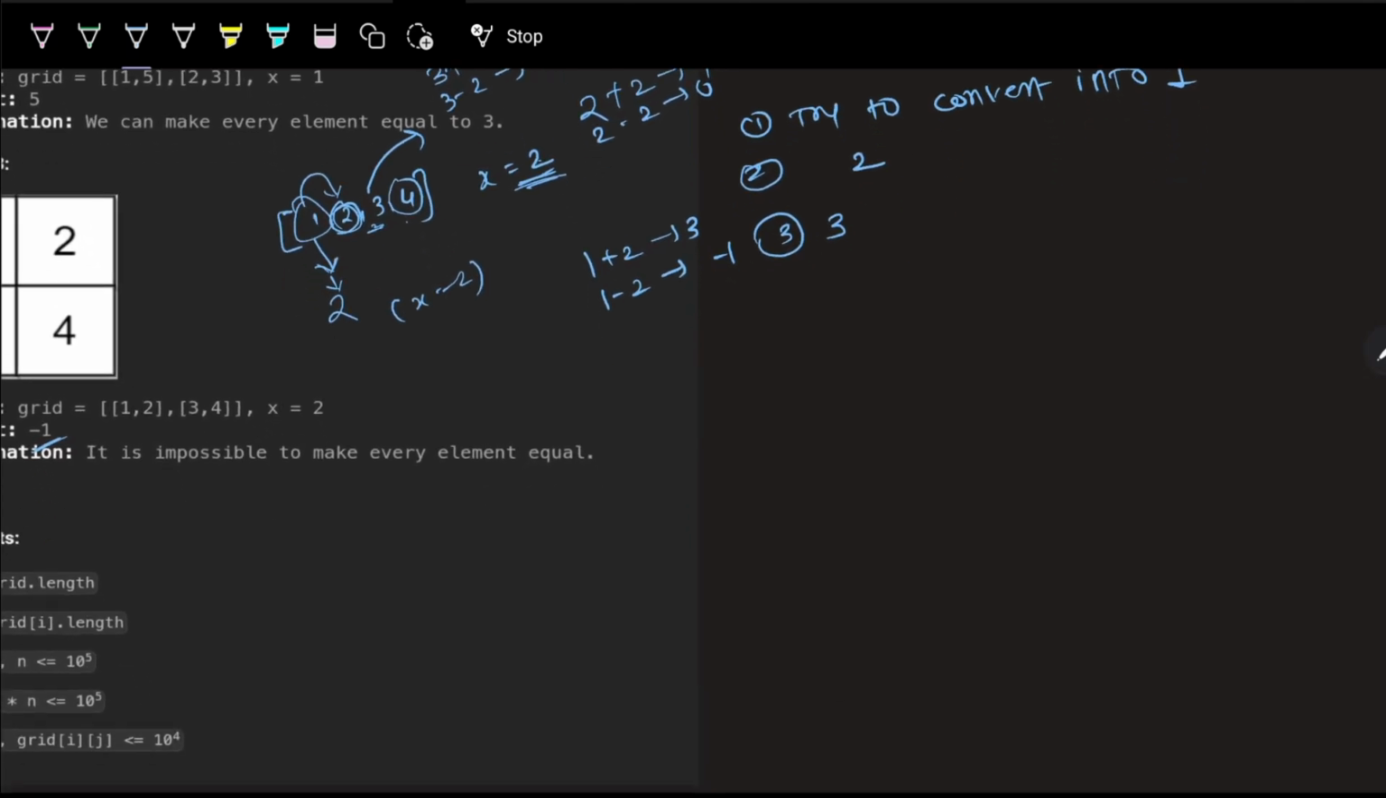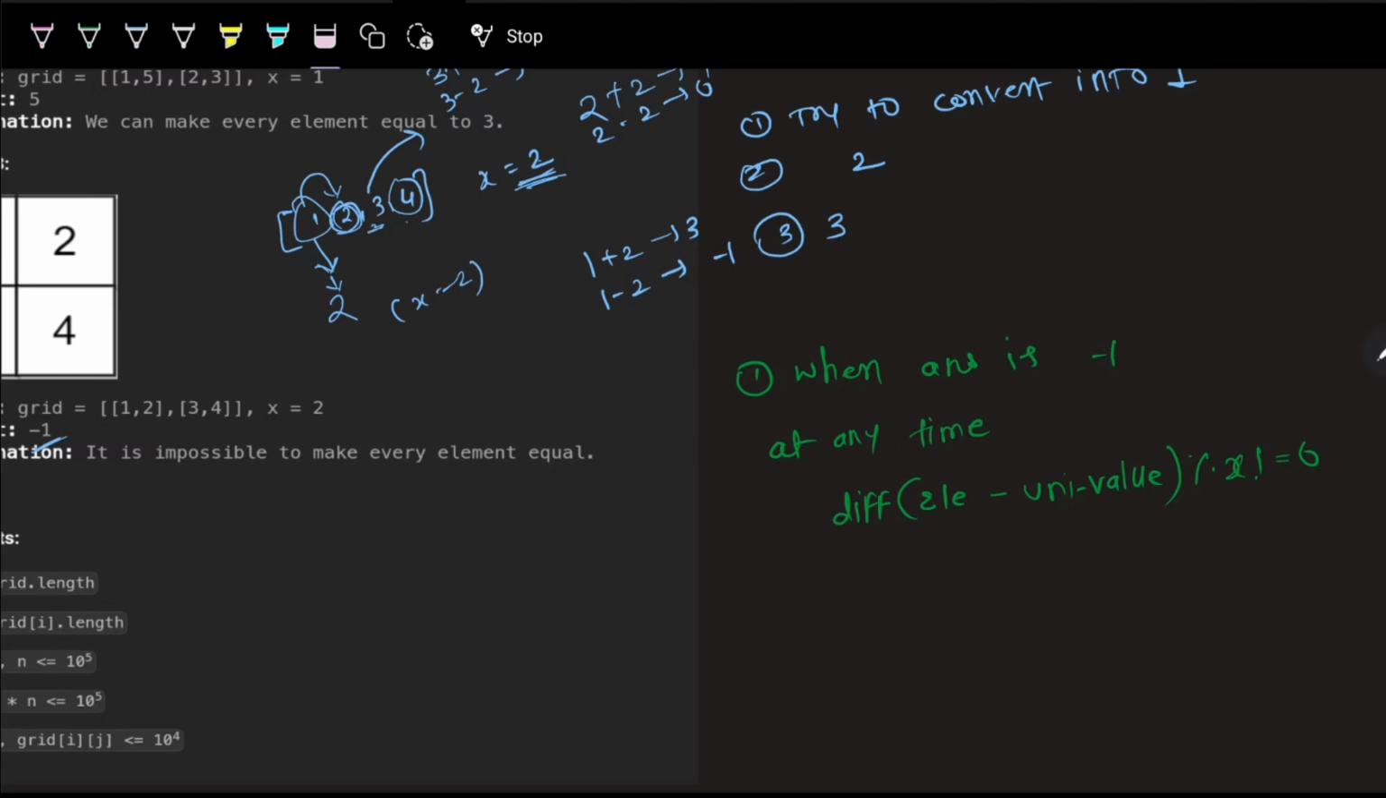So before solving this problem, let's analyze the case where the answer is -1. So that is the case we have to find. At any time, the difference of the element minus the uni value to which I want to convert, mod x, is not equal to 0, it means I can't convert it. This is the observation I am coming up with here.